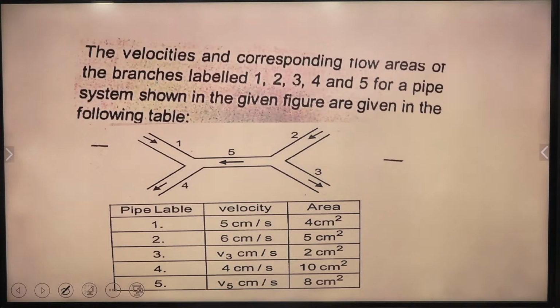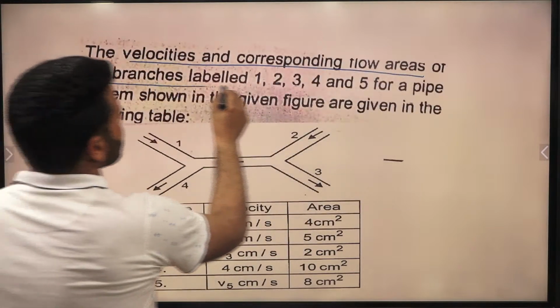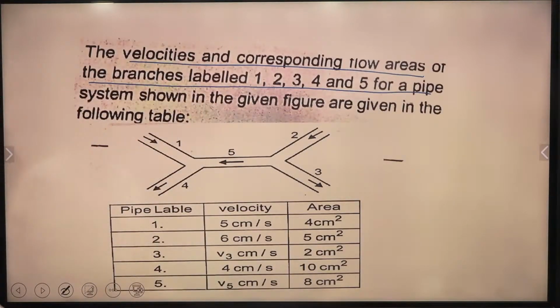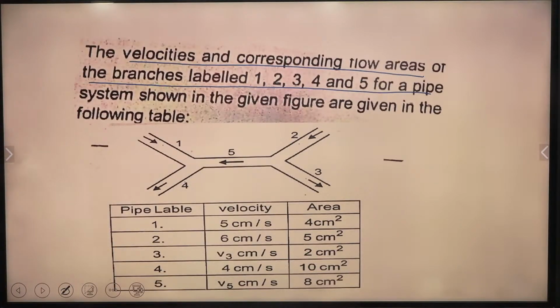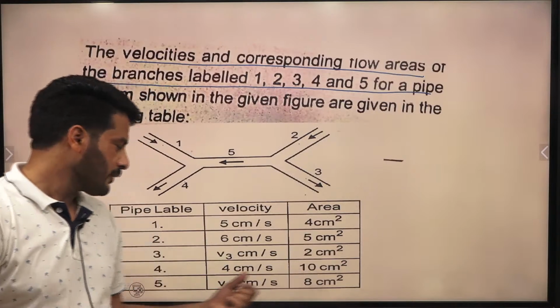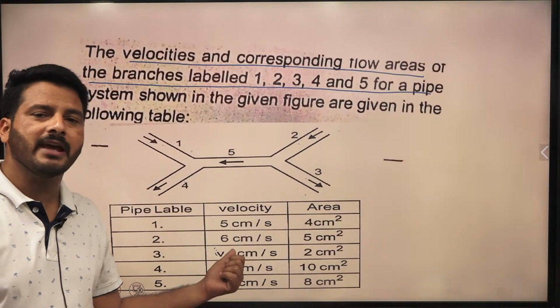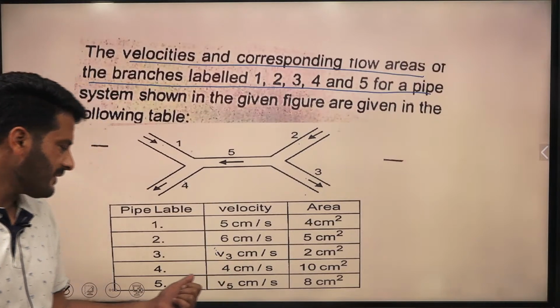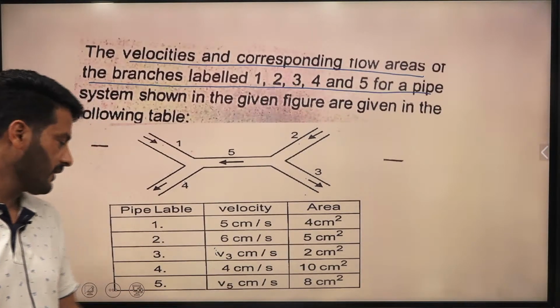The next question is asking about the velocities and the corresponding flow areas of the branches labeled as 1, 2, 3, 4 and 5 for a pipe system shown in the figure below. Here is the system given to us. This is pipe number 1, pipe number 2, pipe number 3, pipe number 4 and pipe number 5. The velocity and area are given in the table. You can see that V3, the velocity corresponding to pipe number 3, is not given, so he may ask for that velocity. The velocity corresponding to pipe number 5 is also unknown, so he or she may ask for the velocity in pipe number 5.